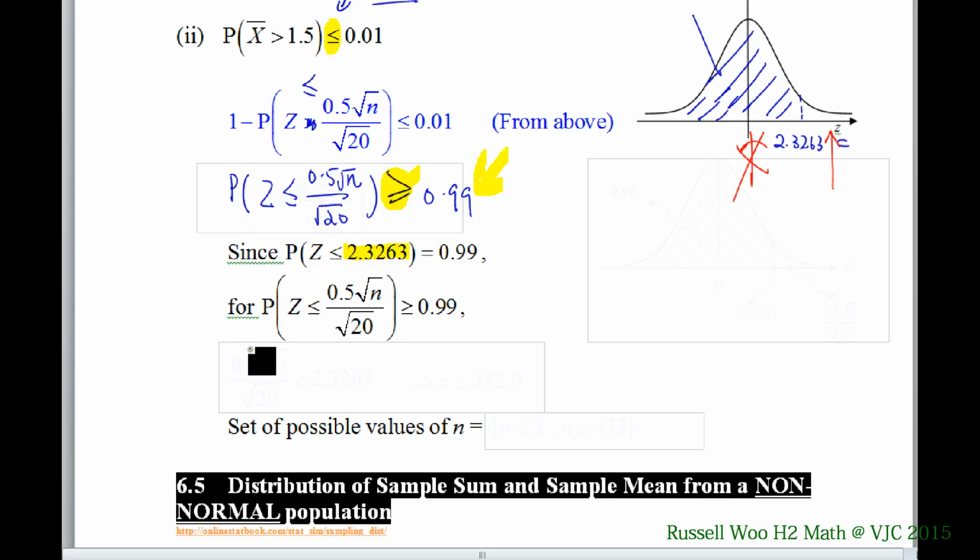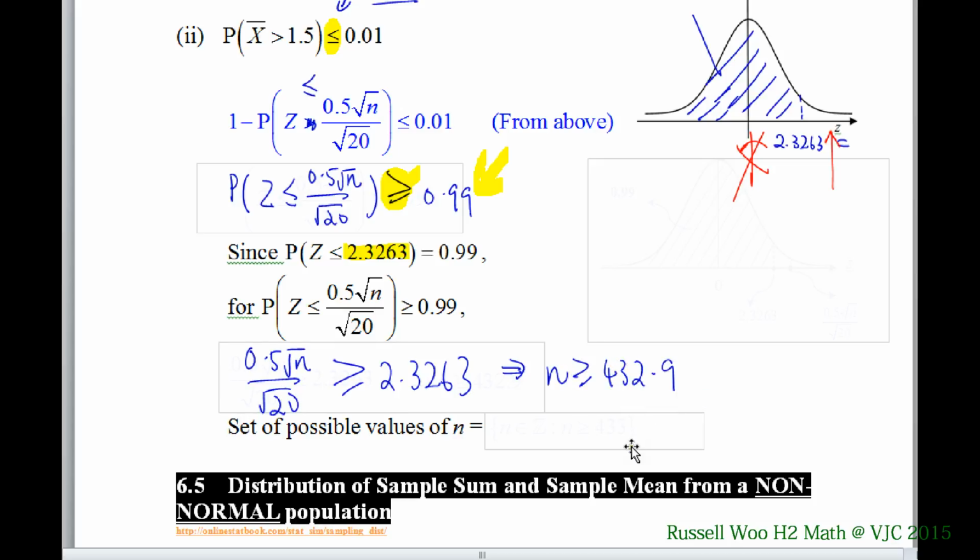So quite obviously, now I say 0.5 root n over root 20. This inequality sign must get it right. Must be greater than or equals to 2.326. Which means n must be greater than 432.9. Then, since n is the number of observations, n must be an integer. So the set of values must be integers, n greater than or equals to 433.